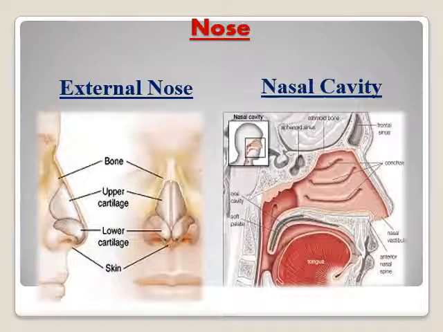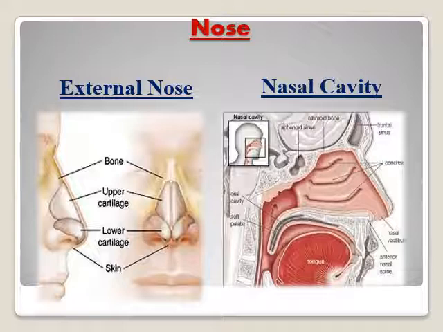The nose is formed of the external nose and the nasal cavity. Let's talk about the external nose, which is pyramidal in shape, having an apex and root, and is formed of an upper bony part and a lower cartilaginous part. And the nasal cavity: there are two nasal cavities separated from each other by the nasal septum.